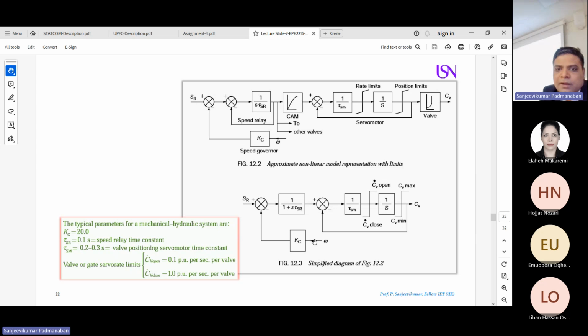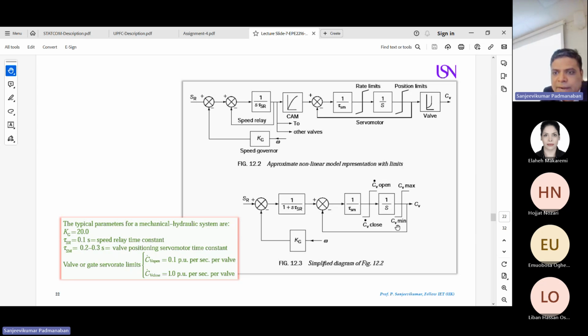Then how do we make a more simplified model of this real dynamic model? You can have a look here. SR, which is the set value of your speed. Then you get a feedback of your speed from the real machine, from the rotor, with a gain, which is going to be the governor constant. Then the error is given to 1 divided by S plus tau SR. You know how to calculate tau SR. See my previous slides and current slides. You know how to calculate it.